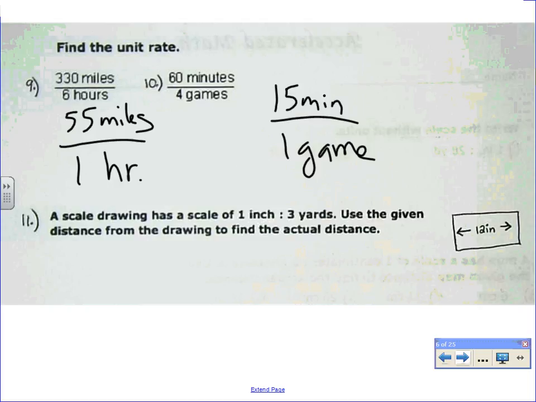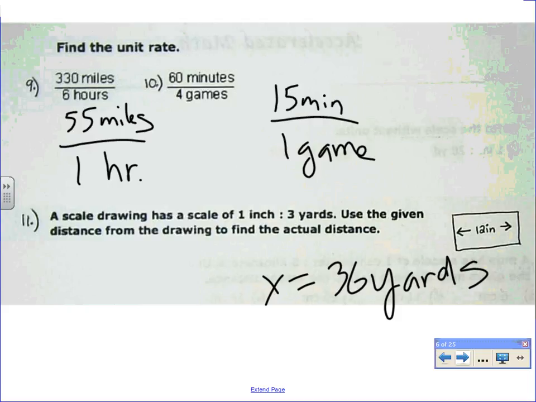Number 11, my creative drawing there. Kind of boring. Camille, what'd you get for 11? Good. X equals 36 yards. Jackie, what did you get for number 12? So you said 250? You want to find the scale. So you're not solving for the actual or part of the scale. You need to find the scale.